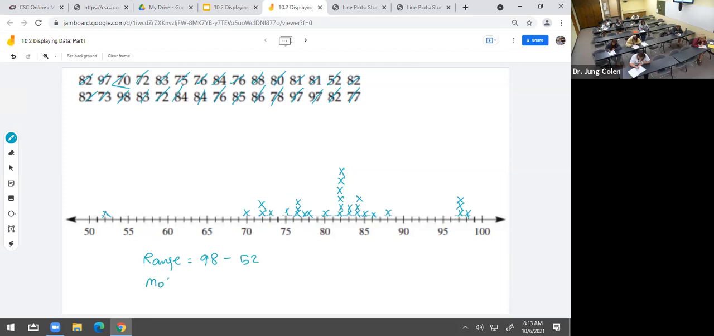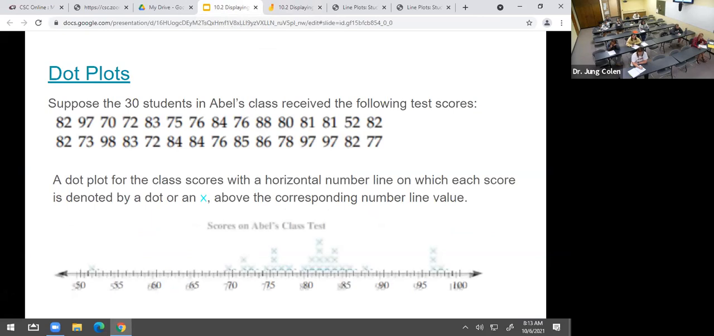What is the mode? The mode? 82. 82, yeah. And you can see that that's the highest mark. Okay, so we can find this information really easily, right? There are some other things that we need to talk about in this graph too.